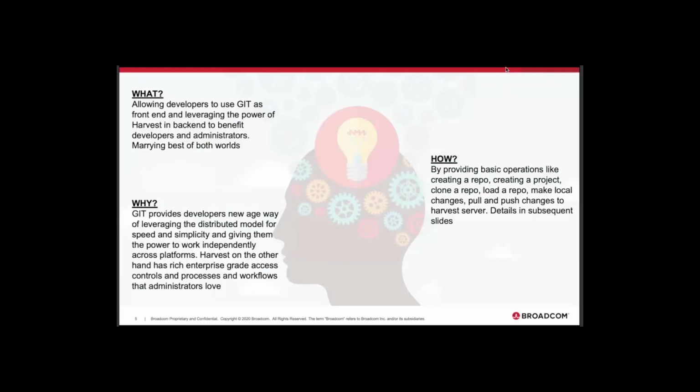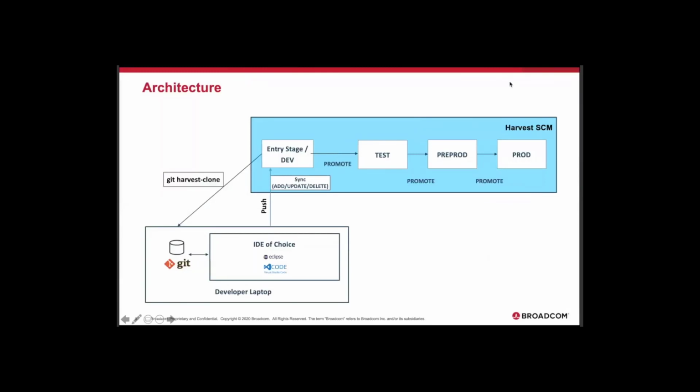So it's all about letting the developers use JIT as their front end, and this primarily comes in stage one. Let me move to the next slide. Yeah, so this is what I'm talking about. If this is your sample life cycle, say you have an entry stage, which is the development stage, and then you have test, pre-prod, and production. The changes start from dev and they progress to production, right?